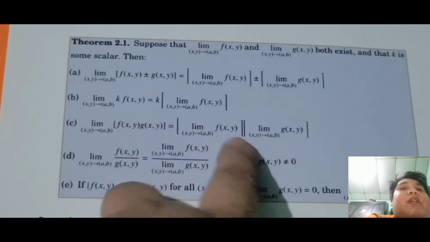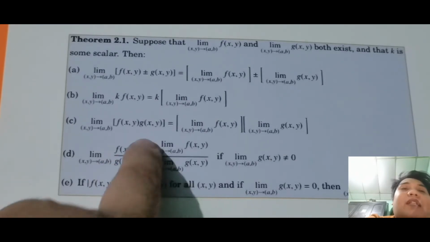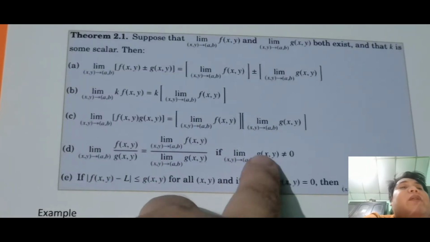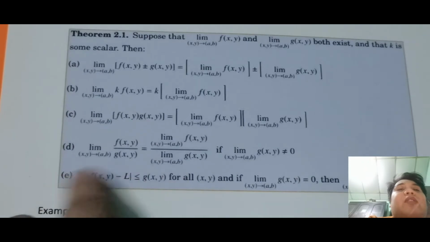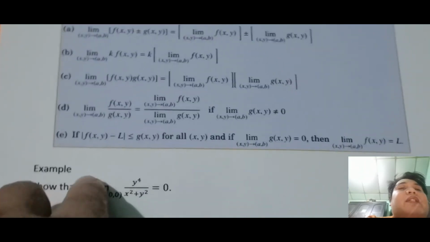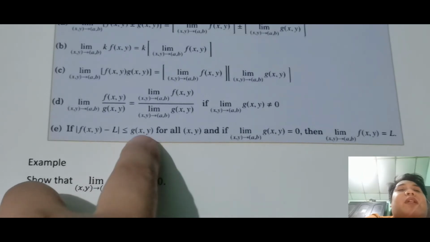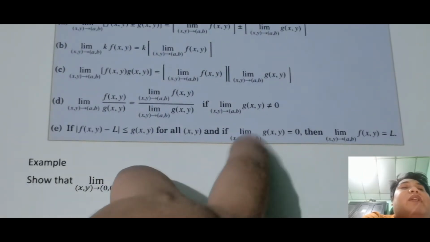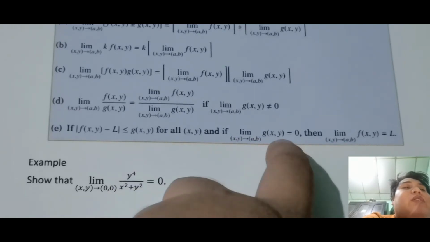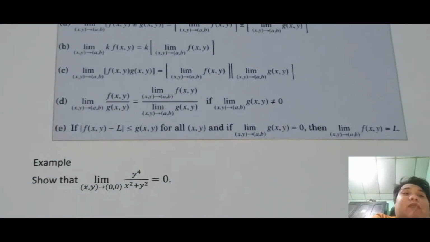Now, pag division, so f of x comma y over g of x comma y, di-divide lang natin. So kumbaga magkakaroon ng limit sa taas, magkakaroon ng limit sa ilalim, provided na yung limit ng g of x comma y is non-zero. So again, kung limit ng g of x comma y sa ilalim is 0, hindi mo pwedeng i-apply si letter D. Okay, and lastly, if the absolute value of f of x comma y minus L is less than or equal to g of x comma y for all x comma y, and if the limit of g of x comma y as x comma y approaches a comma b is equal to 0, then the limit of f of x comma y as x comma y approaches a comma b is equal to L.